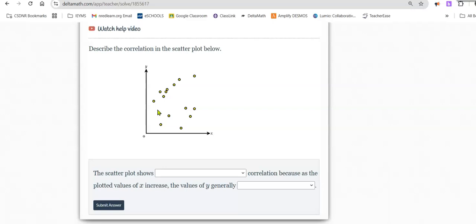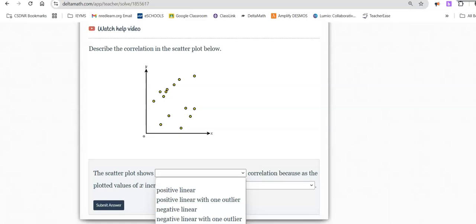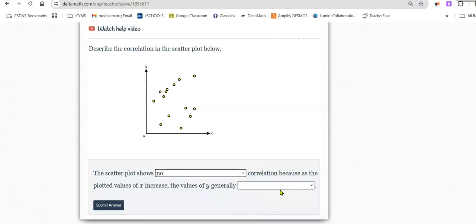Last question. These data points are pretty scattered all about. So we're going to say that this has no correlation. And that's because it doesn't show a pattern.